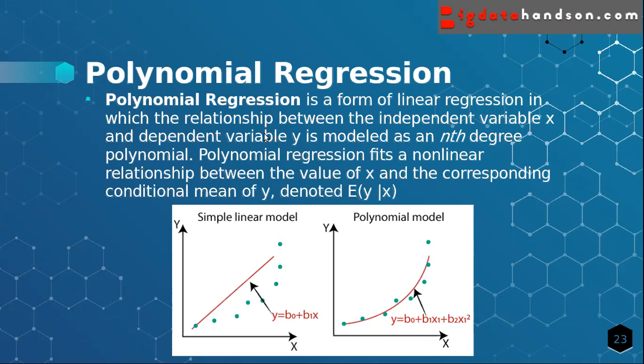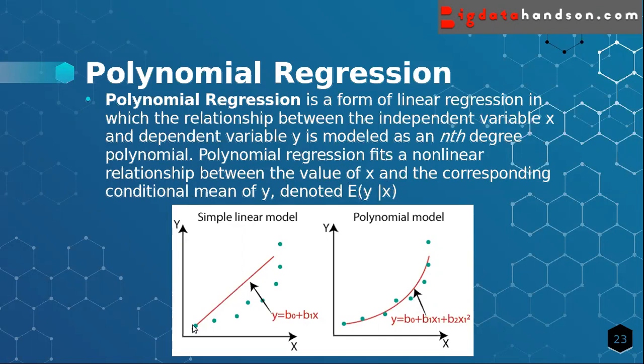Polynomial regression is a form of linear regression in which the relation between the independent variable x and the dependent variable y is modeled as an nth degree polynomial. As you're seeing in the curve, there is a degree. If you change the degree, it will fit differently. Polynomial regression fits a nonlinear relationship between the value of x and the corresponding conditional mean of y, denoted as E, with an error term.